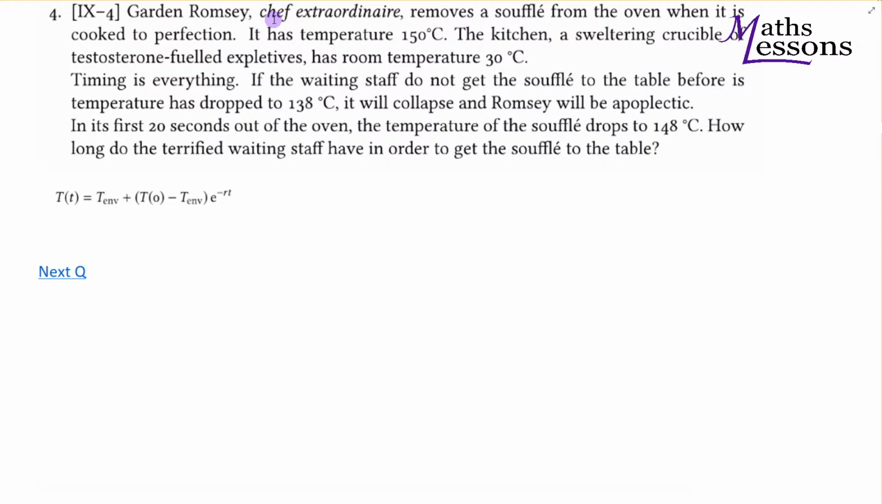Gordon Ramsay's chef extraordinaire removes a souffle from the oven when it's cooked to perfection. It has a temperature of 150 degrees C. The kitchen, a sweltering crucible, testosterone-filled expletives, has a room temperature of 30 degrees C. Timing is everything. If the waiting staff do not get the souffle to the table before the temperature drops to 138 degrees, it will collapse. In its first 20 seconds out of the oven, the temperature of the souffle drops to 148 degrees C. How long do terrified waiting staff have in order to get the souffle to the table?